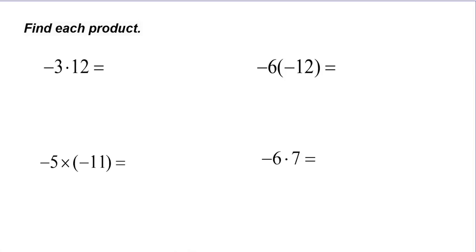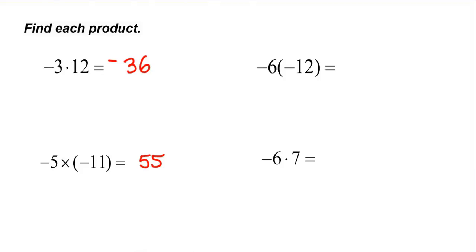Now negative 3 times 12, well 3 times 12 is 36. Now the signs are different, so this is going to be a negative 36. A negative times a positive is going to be negative. Next one, negative 5 times negative 11. Well, 5 times 11 is 55. And the signs here are the same, so that's going to be a positive 55.